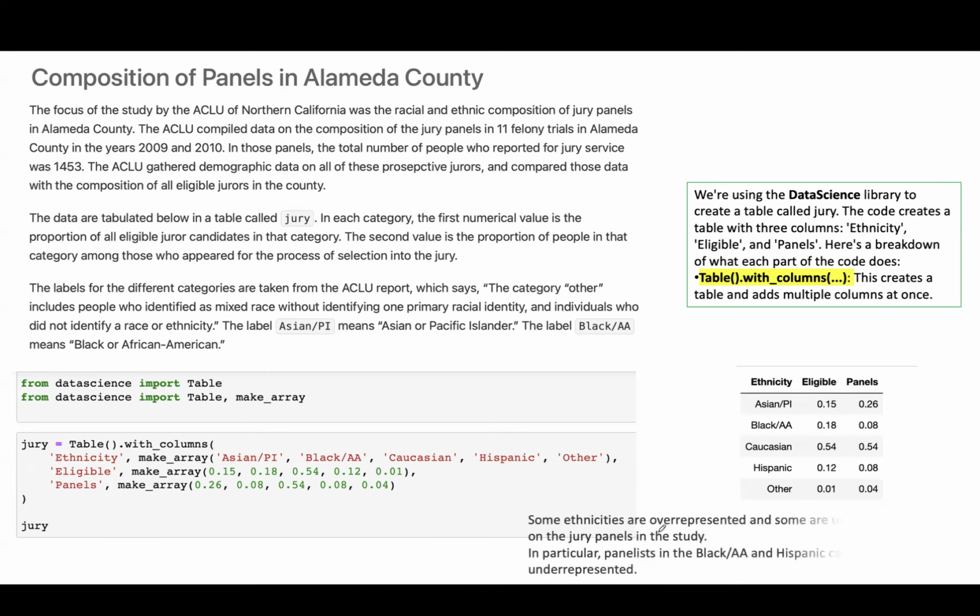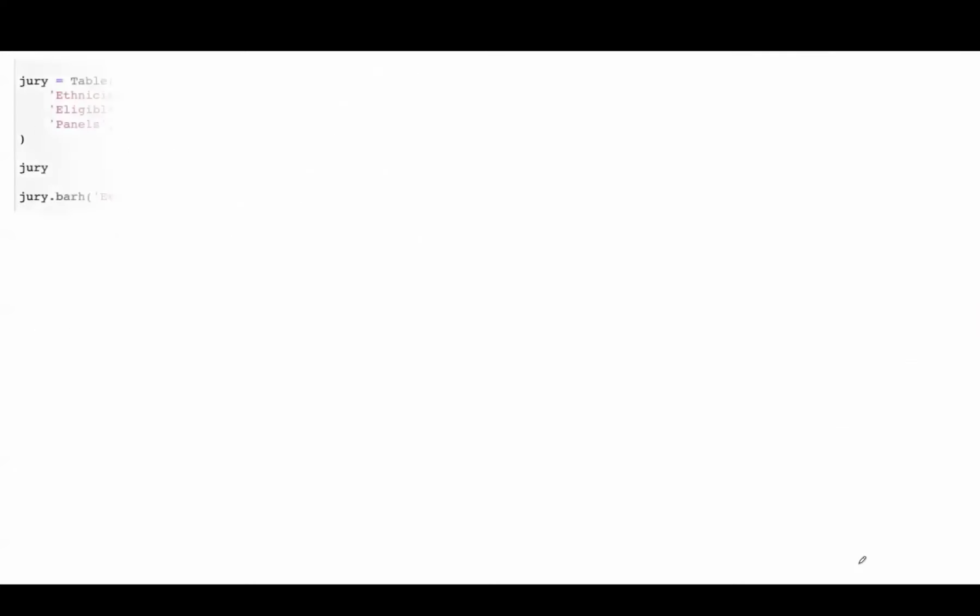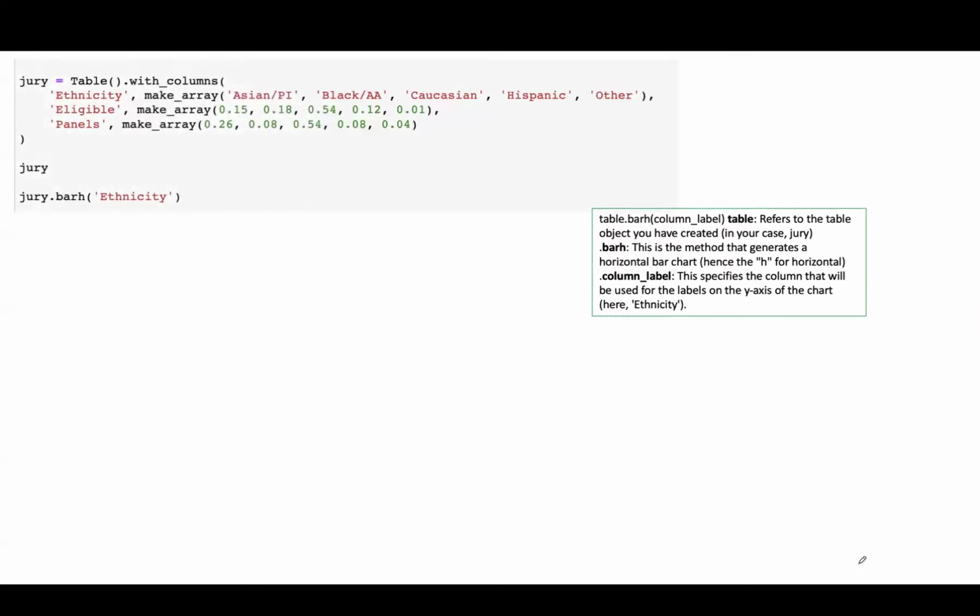Some ethnicities are overrepresented, and some are underrepresented on the jury panel in the study. In particular, panelists in the Black, African American, and Hispanic categories are underrepresented. Very good.